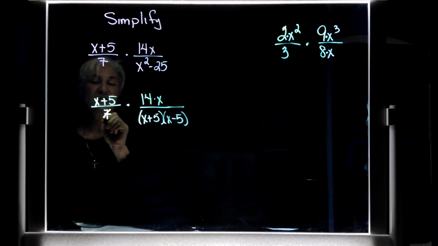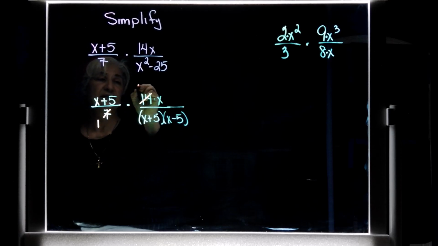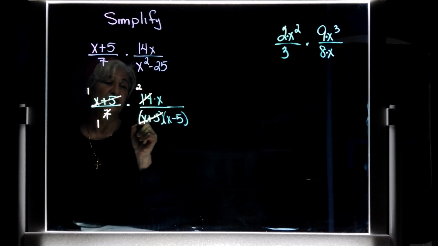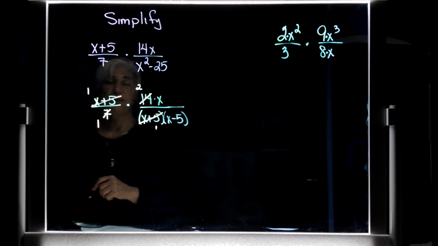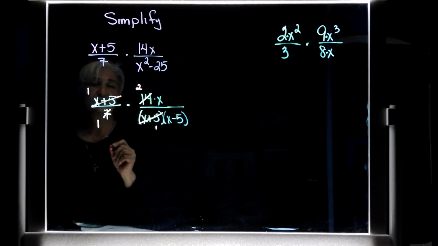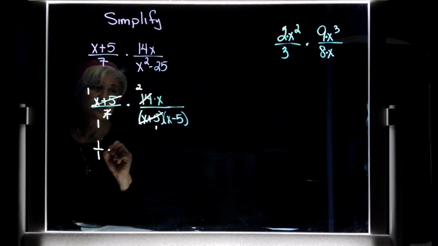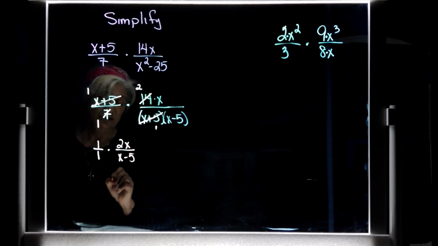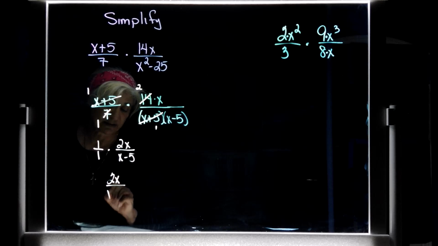Good, I can cancel the 7. It goes into itself once and into the 14 twice. The x plus 5 goes into itself once, cancels out the denominator. So let me write what I've got left. I have 1 over 1 times 2x over x minus 5. So gratefully, this is easy to multiply.